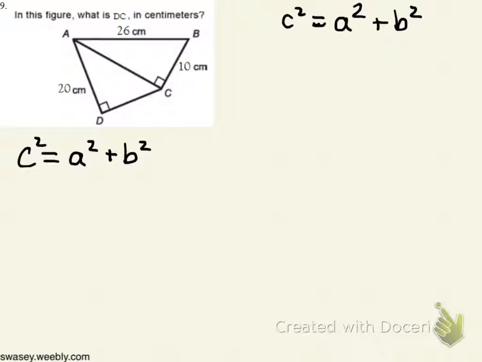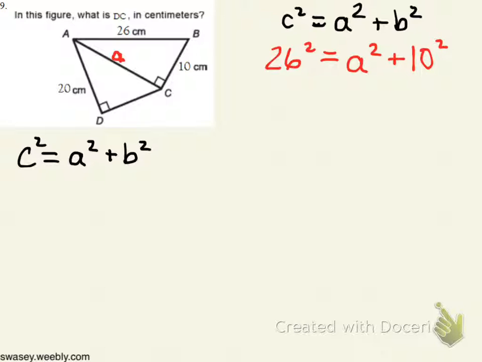Alright, here we've got 2 of the 3 sides in a right triangle. So we can find AC. This is one of our legs, so I'll use A for that. Hypotenuse is 26. And then one of our legs is 10.